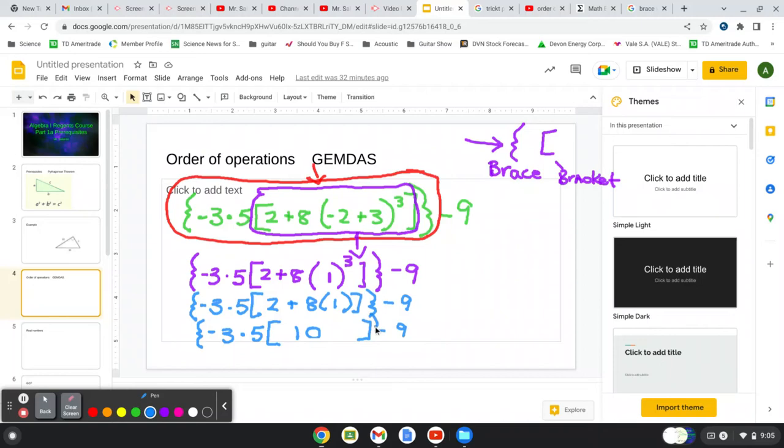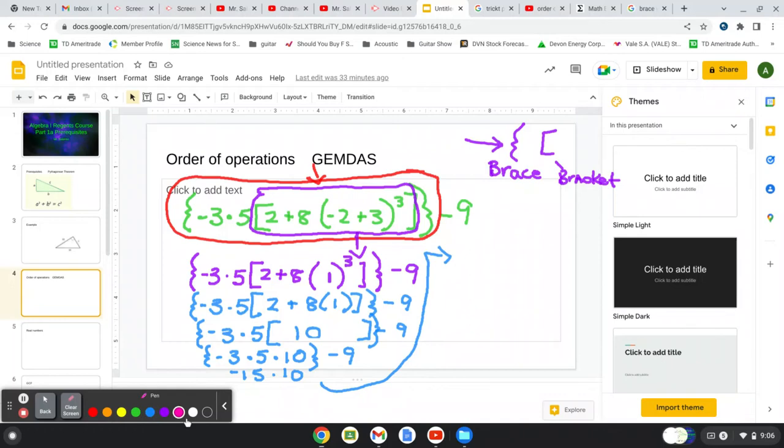Don't forget this brace over there. And moving along here now, we have, put the brace back in there, -3 times 5. This is times 10, and that'll end the brace and the bracket. And now just follow along. What is -3 times 5? It's -15 times 10. So let's bring this over here. Bring an arrow, finishing it off.